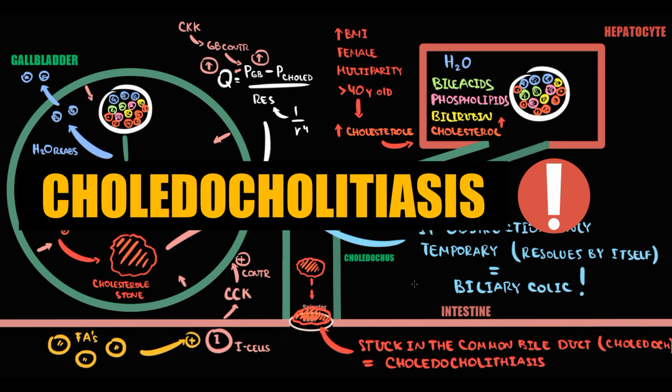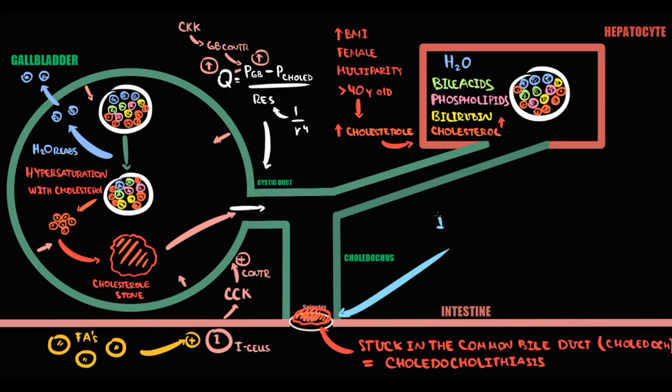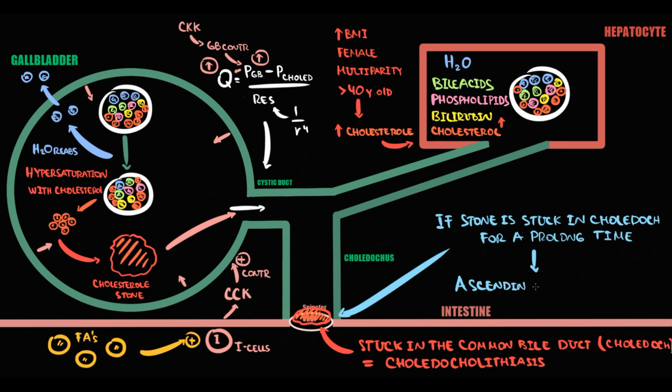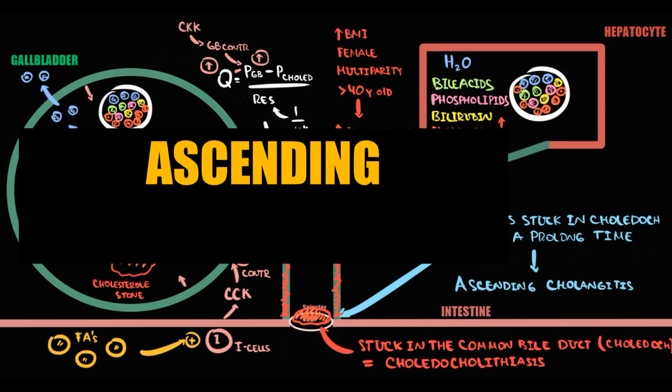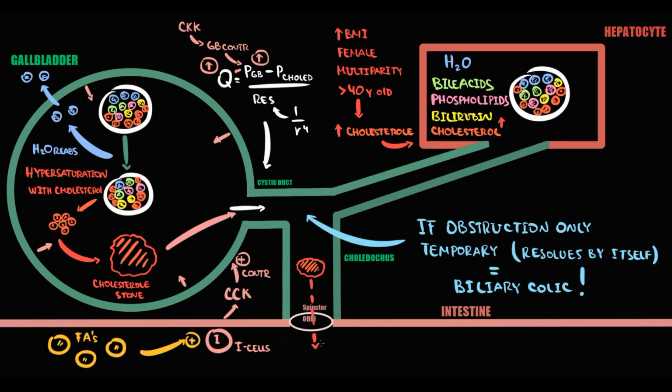If a stone causes prolonged obstruction of the choledocus, choledocholithiasis can be complicated by bacterial infection. Bacterial infection can cause inflammation of the biliary ducts, a condition known as ascending cholangitis. So cholangitis is inflammation of the common biliary duct walls. But the better scenario is that the stone can pass through the choledocus into the duodenum and such a stone will be simply excreted with the feces.